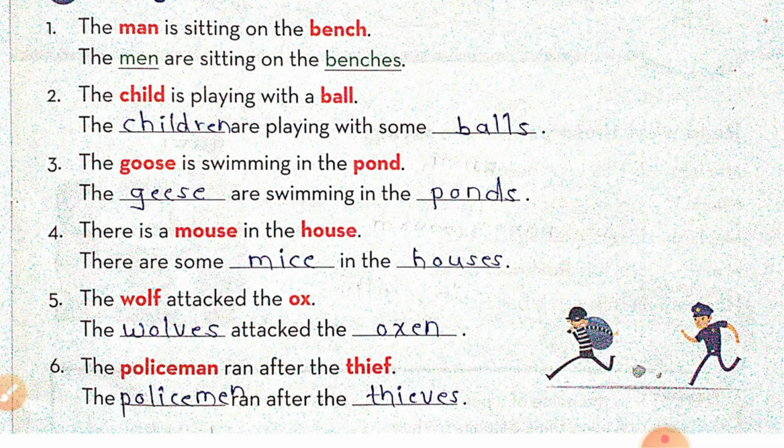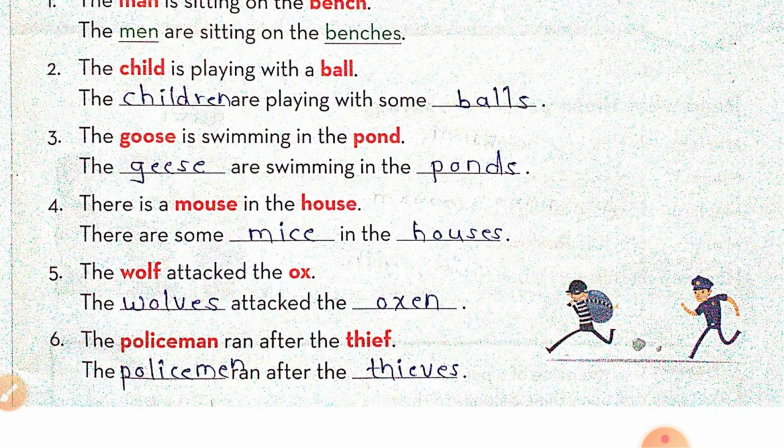The goose is swimming in the pond. What is the meaning of goose? Goose means batak. It is swimming in the pond. Pond means talab. Goose, it is only one. Its plural form is geese. The geese are swimming in the ponds.